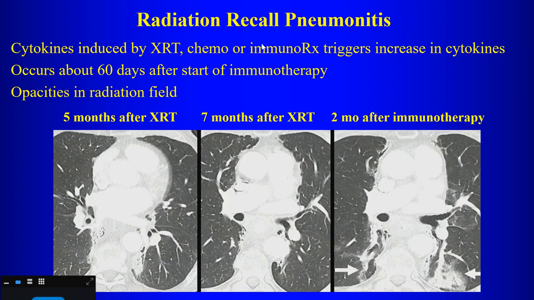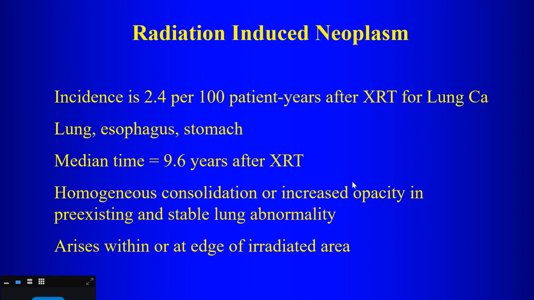What does this represent? This is called radiation recall pneumonitis. What happens is cytokines induced by the X-ray therapy collect in the area, so they get triggered by the immunotherapy, and that results in radiation pneumonitis coming back in these patients. Okay? Radiation recall pneumonitis. Radiation-induced neoplasm occurs many years later.